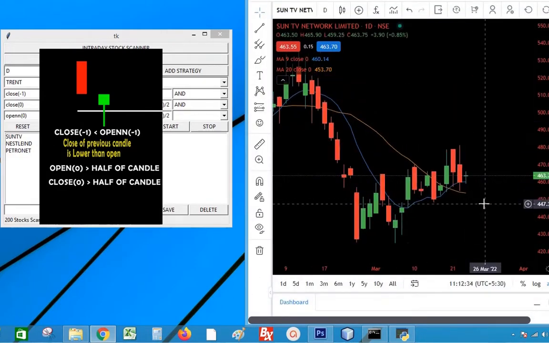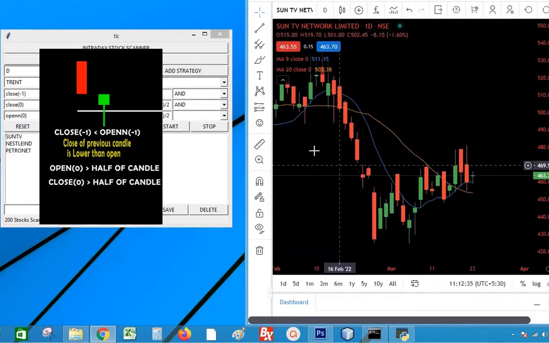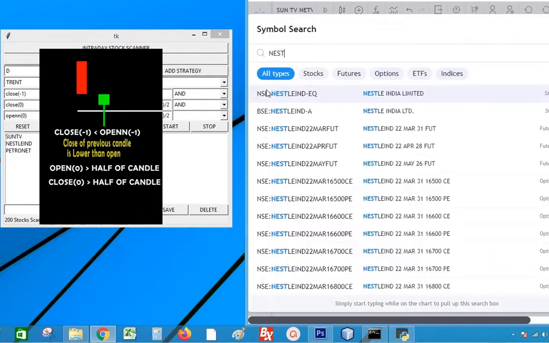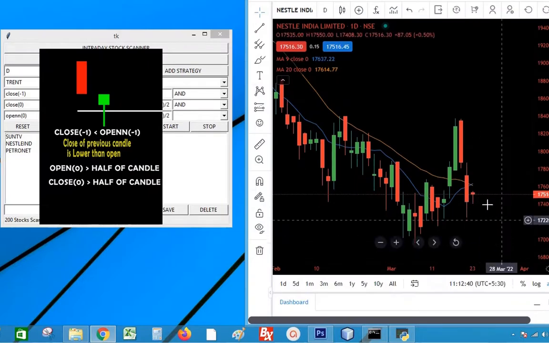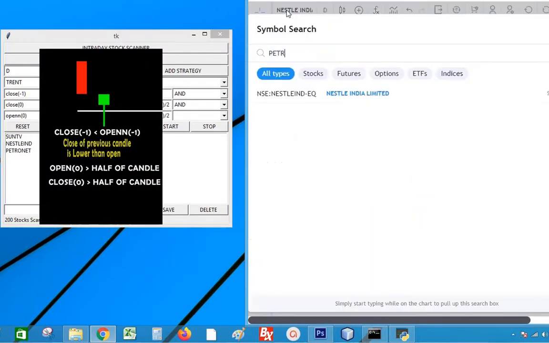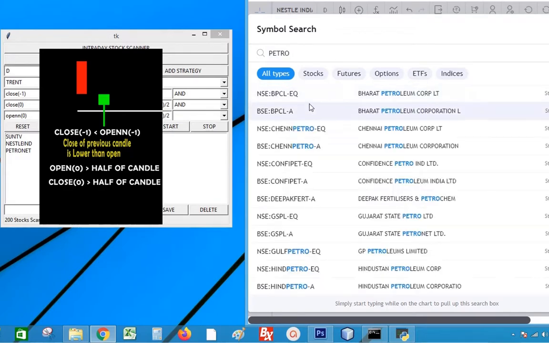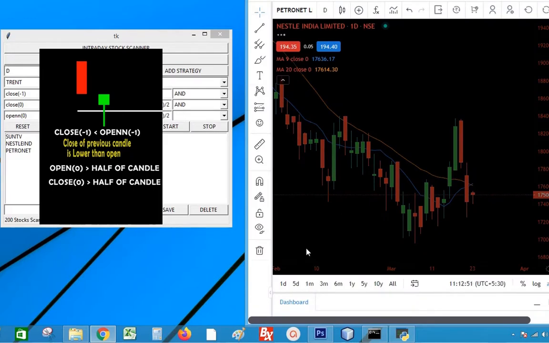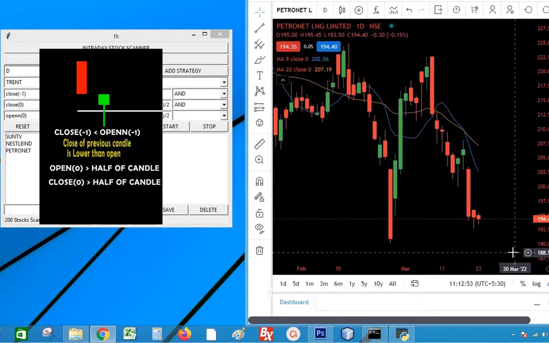First one is Sun TV. Yes, it is almost a hammer. Next one is Nextliant. Yes, this is exactly a hammer pattern. Next one is Petronet. Yes, this is also a hammer pattern.